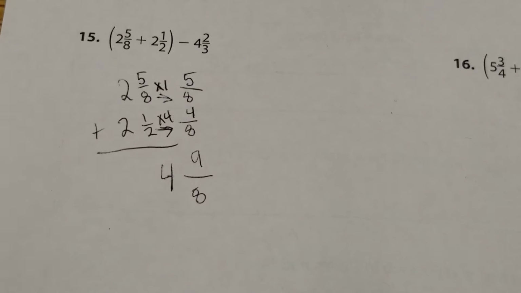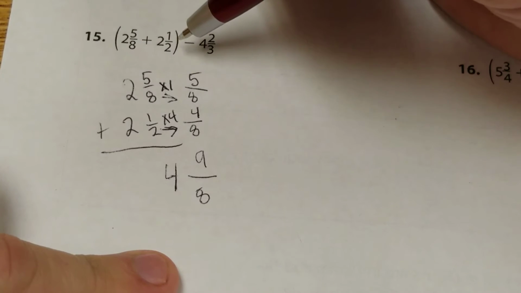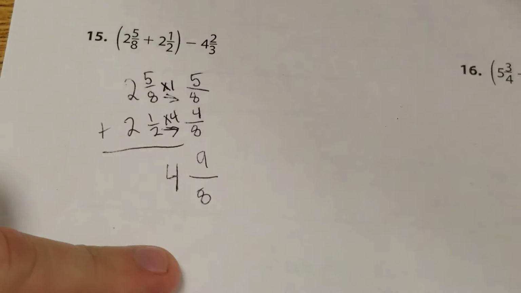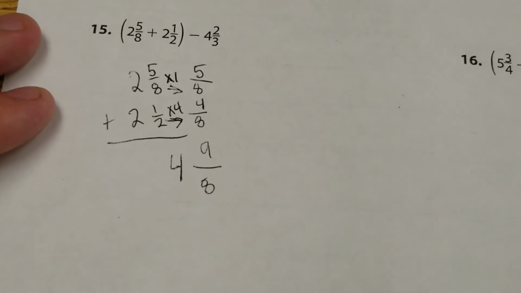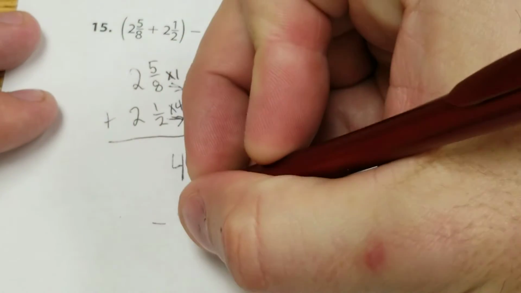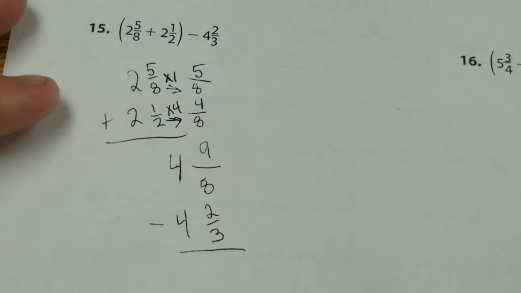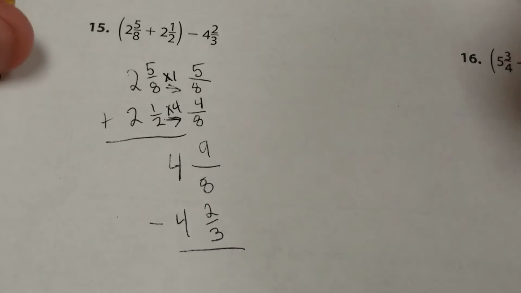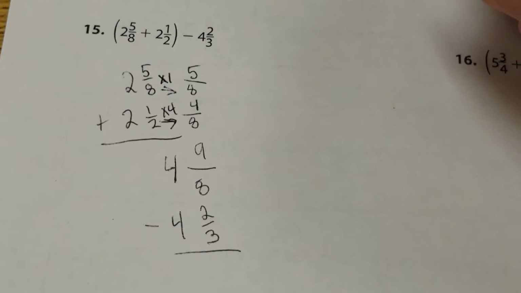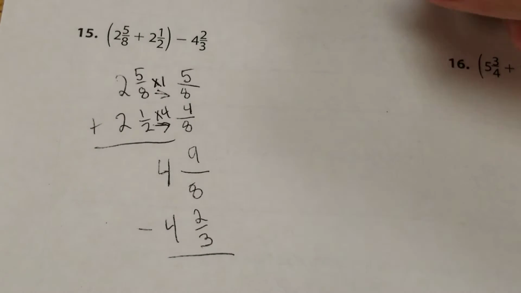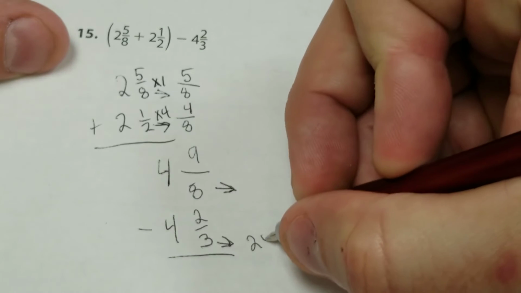the problem. Now I do want to show you this is our answer to this parenthesis, so this is our first number. The next part of this problem is taking the 4 and 9 eighths and subtracting the 4 and 2/3. So now I have 8s and thirds. 8, 16, 24. 3, 6, 9, 12, 15, 18, 21, 24. So 24 is our least common multiple of 3 and 8.